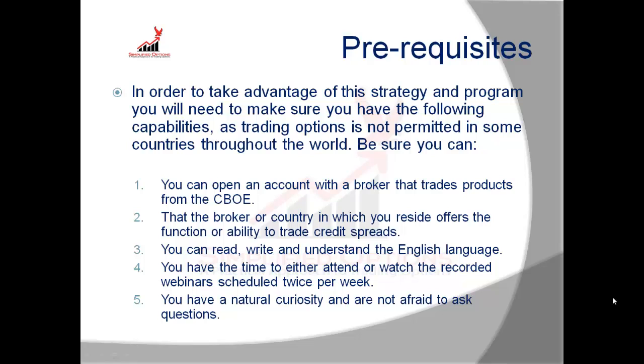Now, there are some prerequisites, so please pay attention to this, because if you can't do all of these 5 points, then you really should not get involved in the program. The first and most important is you need to be able to open an account with a broker that trades products from the CBOE, Chicago Board of Options Exchange. Be aware that there are certain countries and brokers that do not offer the function or the ability to trade options, and some do not offer you the ability to sell options, which would then take away the opportunity of doing credit spreads, and that's what we will be doing.